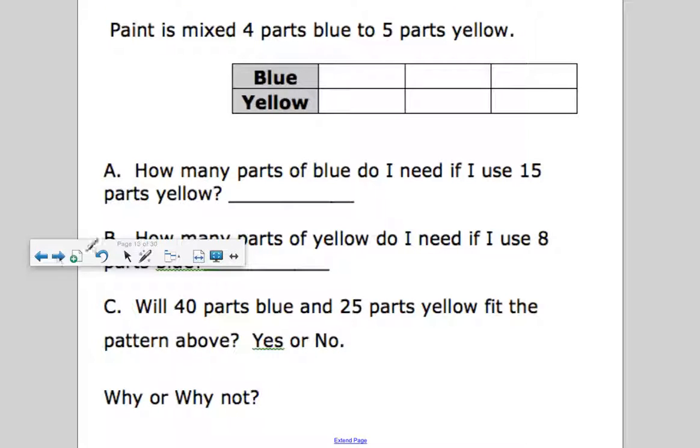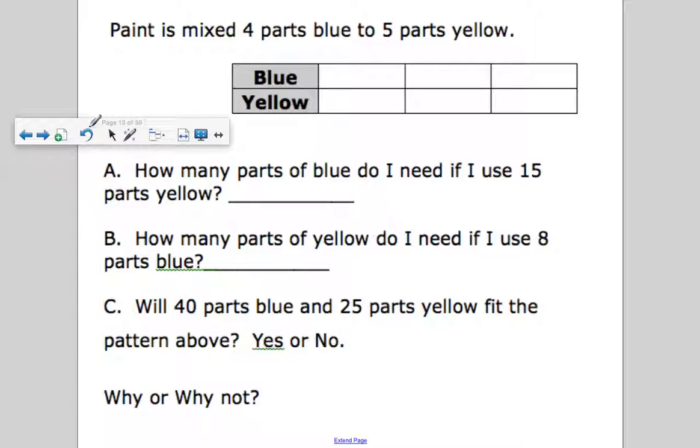So now that we understand that a proportion is where 2 fractions, ratios, or rates are equivalent, let's use it in more real world. Paint is mixed 4-part blue to 5-part yellow. That means I put 4 drops of blue for every 5 yellow. Or I could say 8 blue, if I double the recipe, 8 blue for every 10 yellow. Or I could say 12 blue for 15 yellow. As you can tell, make a table. I could also make a graph and show you this in a graphical representation.